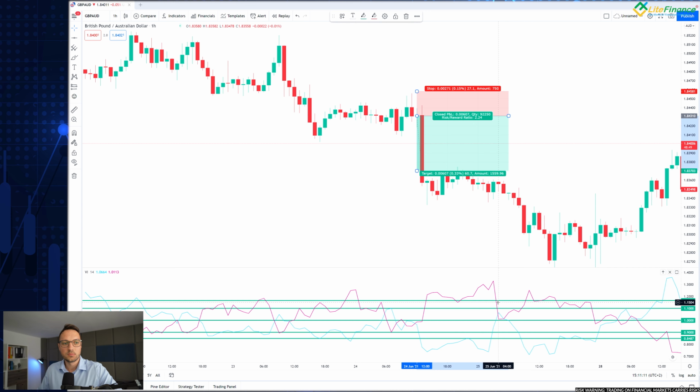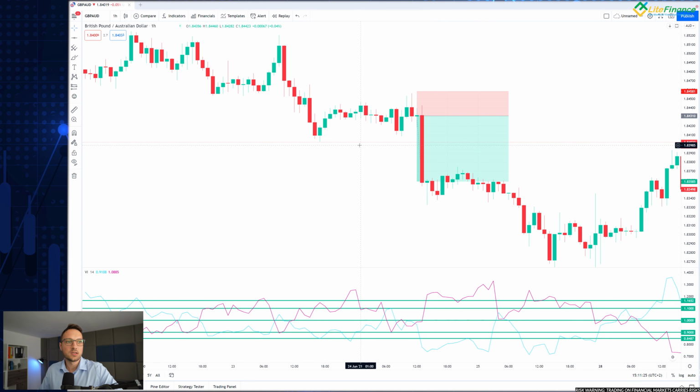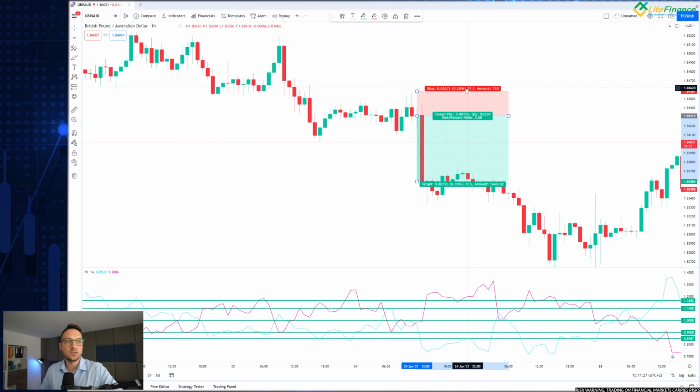So let's check this moment. We have this candle, or this hammer candle. So they are both in a similar price range, so we can mark it here more or less. So as you can see, we would have 27 pips stop loss and 72 pips take profit. So it is around a 2.5 to 1 risk reward ratio, which is very, very good.